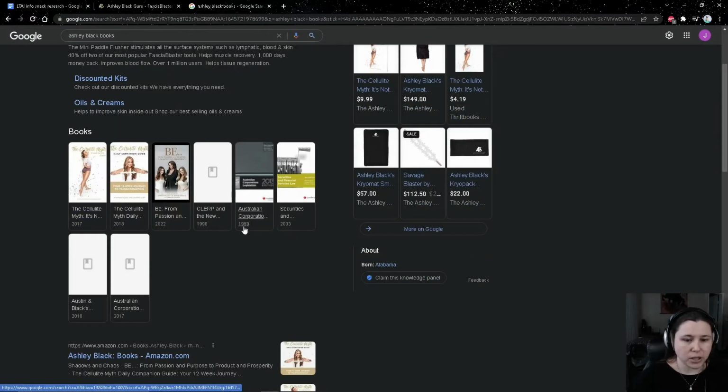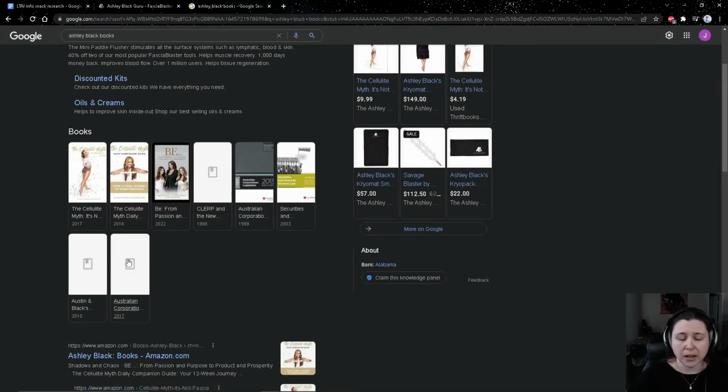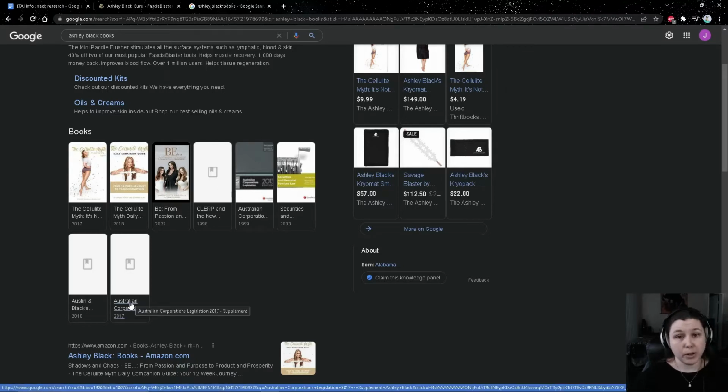Now, what I find interesting is that she's got a lot of other older books that are about like Australian corporations, legislation, securities and financial services law from 2003. So it's interesting that she's got this history of writing legal law related books. I found that really interesting. So in my opinion, just off of that, that tells me that she's potentially someone who has a lot of intelligence and critical thinking skills. Law and legal stuff and writing books about that, I already feel overwhelmed.